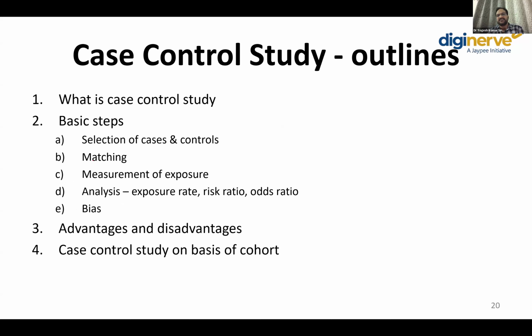Now we will discuss, okay, I'm closing the chat box. Again, going to the case control study. In this case control study outline, we will discuss what is case control study, and what are the basic steps, like selection of cases. First of all, we'll select the cases and the controls. Then we will do matching of the cases and the controls. Then how to measure the exposure, what the analysis is, what the biases, advantages, and disadvantages are, one by one we'll go.